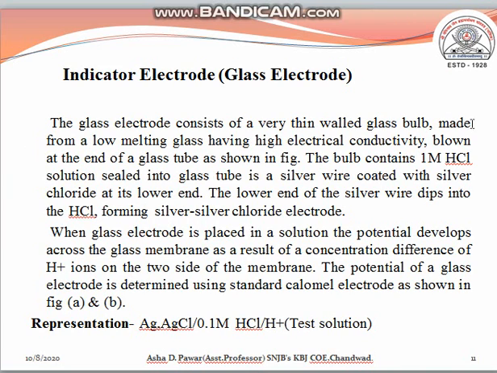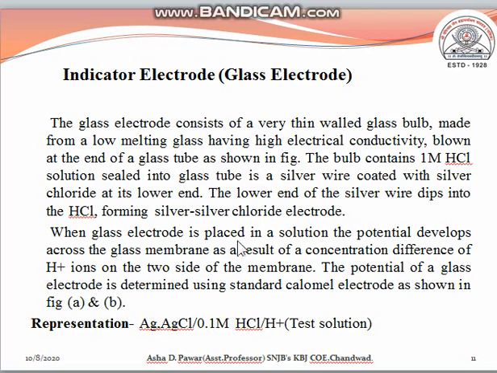The bulb always contains 1 molar or 0.1 molar HCl solution, and a silver wire coated with silver chloride is dipped directly in that 0.1 molar HCl solution at the lower end of the glass bulb. The lower end of the silver wire dips into the HCl, forming a silver chloride electrode.